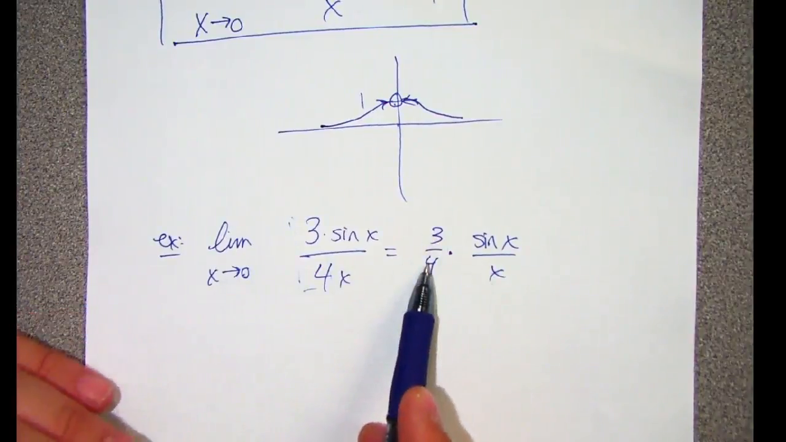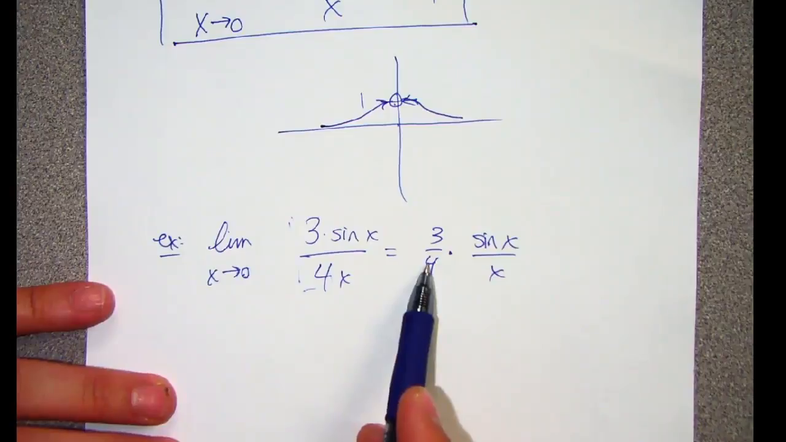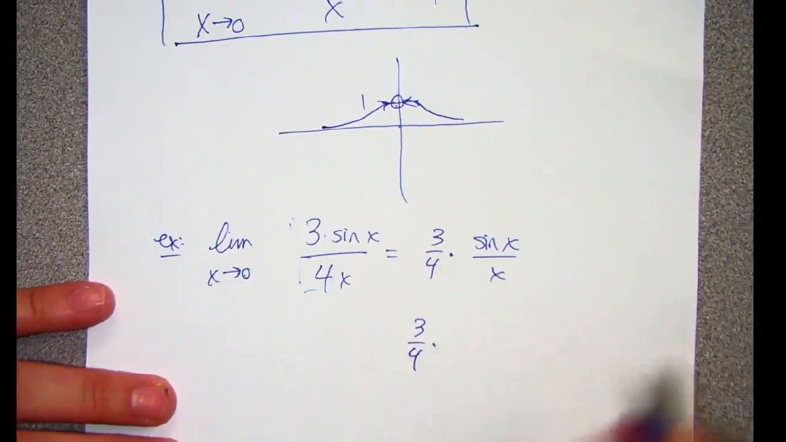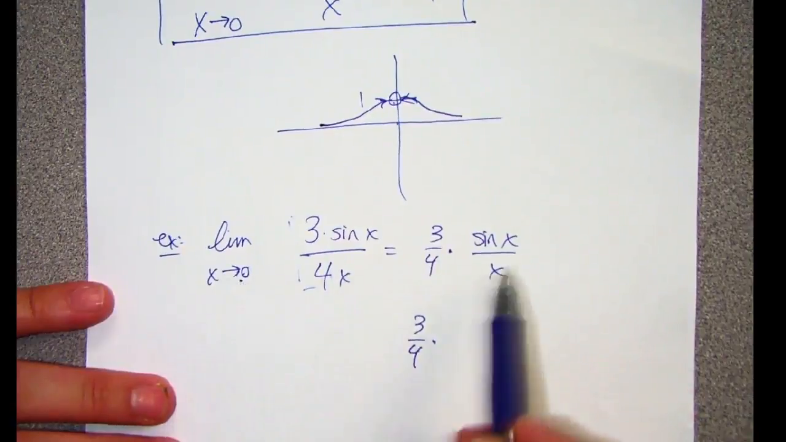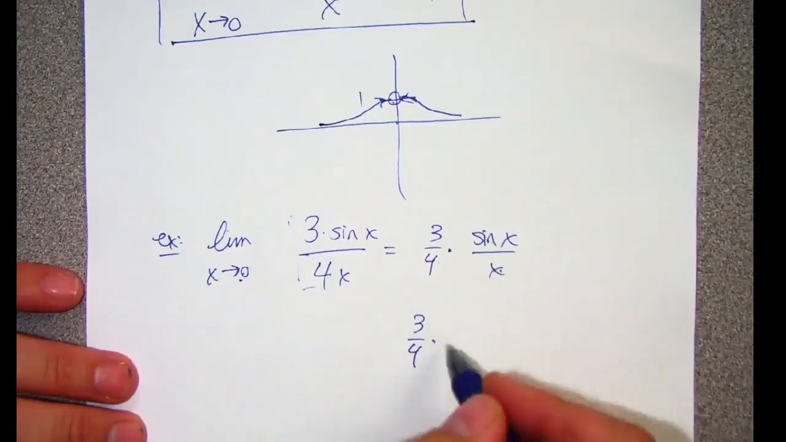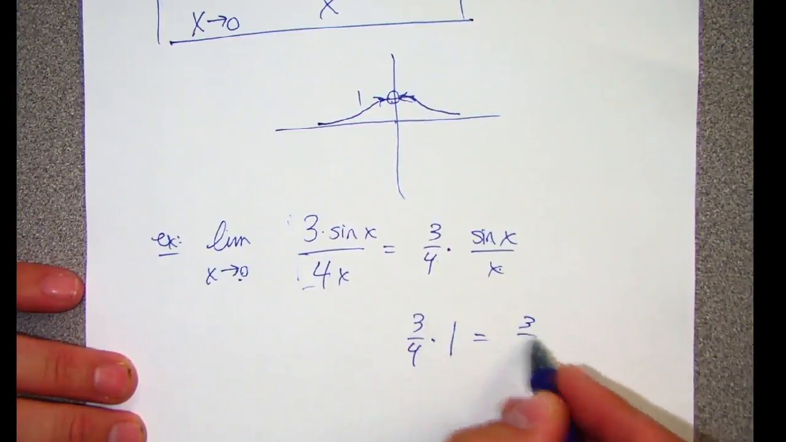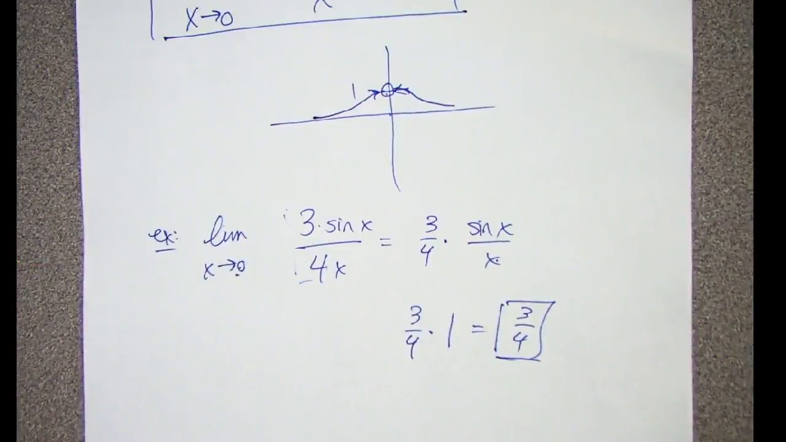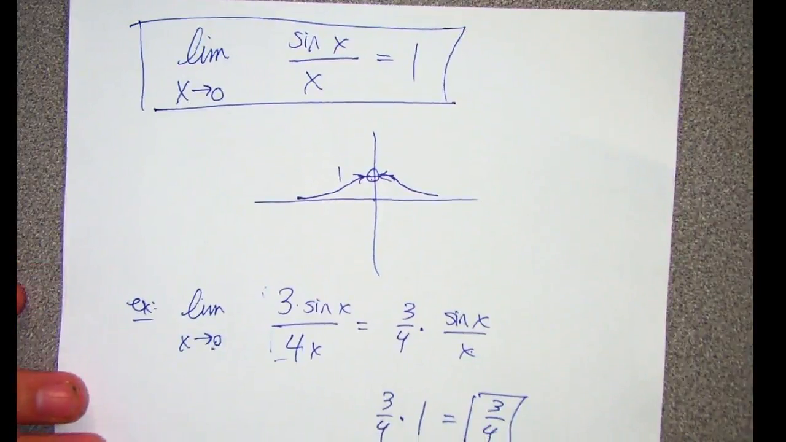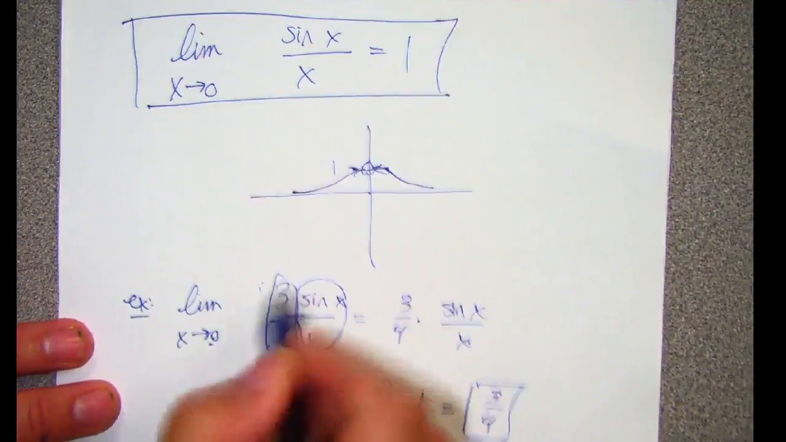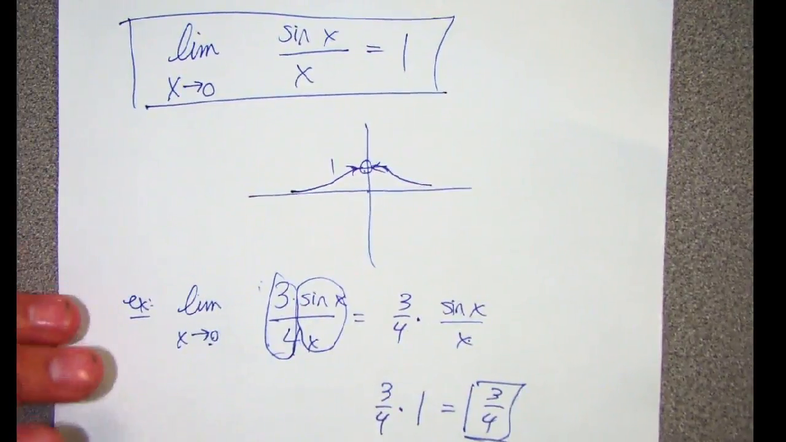Well, there's no x involved in the 3/4, so I don't care what x is. 3/4 is just 3/4. What's the limit as x approaches 0 of sine of x over x? Well, it's 1. That was what we learned a second ago. Multiply those two together. Your answer is 3/4. So if you memorize that sine of x over x, you could kind of look at this problem and just be like, okay, that part's 1, that part's 3/4, multiply them together, boom, 3/4.